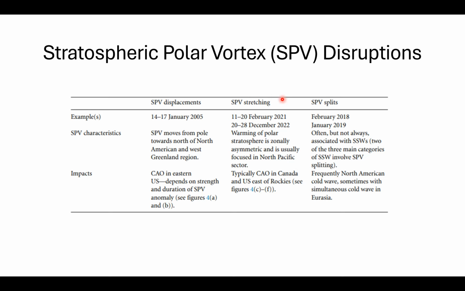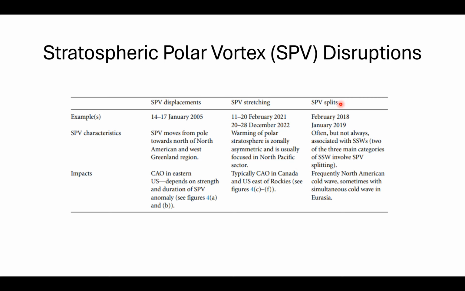Now, over here in the center, let's look at examples of stretching events from the vortex. 11 to 20 February 2021, it happened. 20 to 28 December 2022, it happened. We had warming of the polar stratosphere. It's usually focused in the North Pacific side. And then typically we get cold air outbreaks in Canada and U.S. east of the Rockies. And this first one, 11 to 20 February 2021, was associated with that Texas deep freeze I showed earlier. And then the 20 to 28 December 2022, that was that punch of just frigid air that basically just overspread the whole United States, specifically the East by Christmas Eve that year.